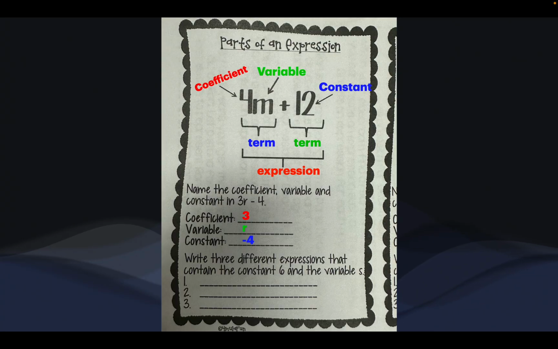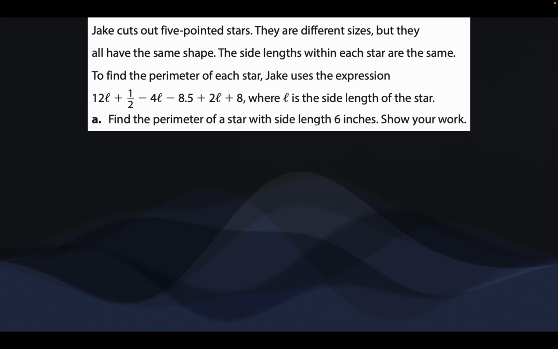The bottom part, guys, you're all smart enough, and I know that you can write 3 different expressions that have the constant 6 and the variable s, so we're just going to skip that part and move on. All right, this worksheet that you have now, these questions, I want you to write down every single thing in the order that I'm writing it and doing it on my paper. It needs to be written exactly like it.